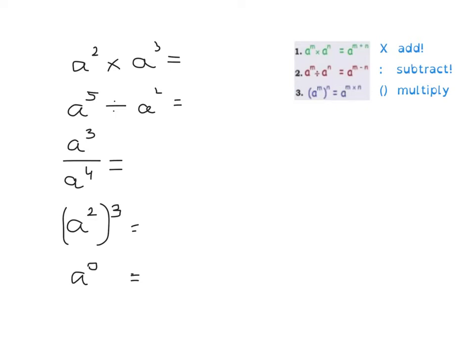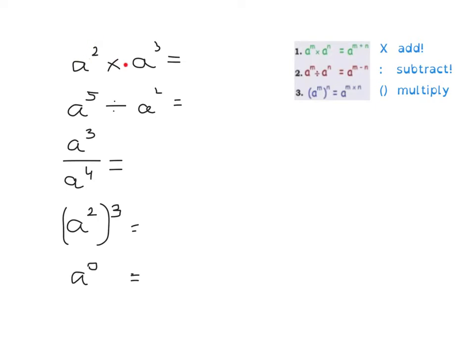So basically the rule number one or law number one is adding. If you have the same base and multiplication, you have to add powers. And the second rule says if we have division and the same base, we have to subtract the powers. And the last one is if you have a bracket, you multiply these two. Every single time you have to have the same base to work this out. So let's look at the examples.